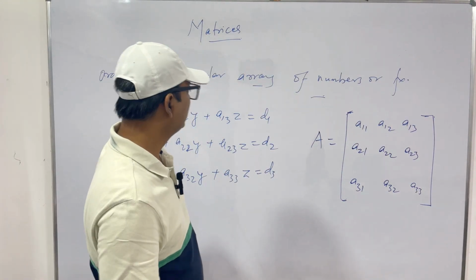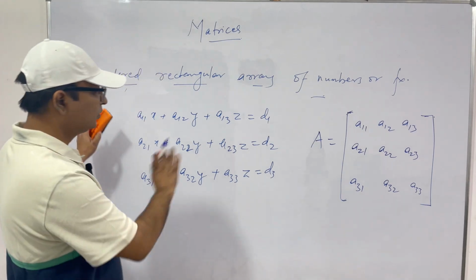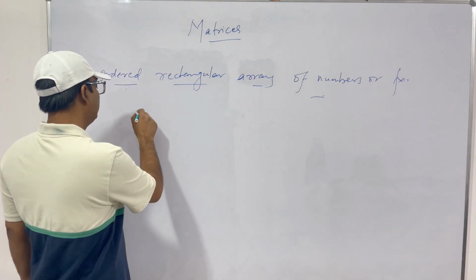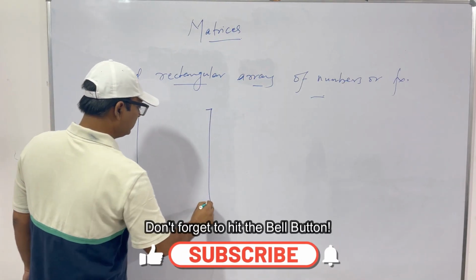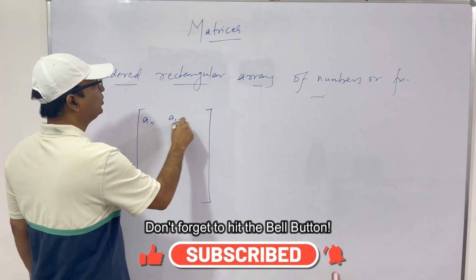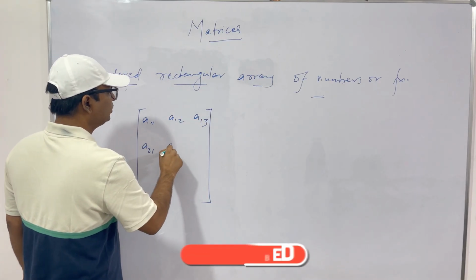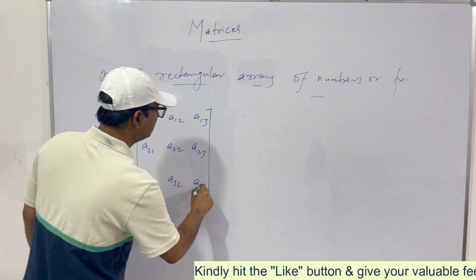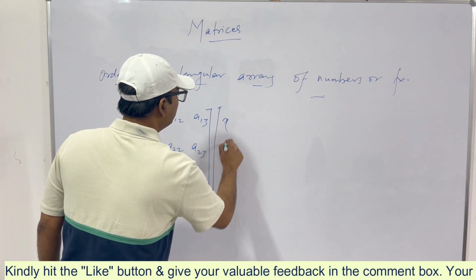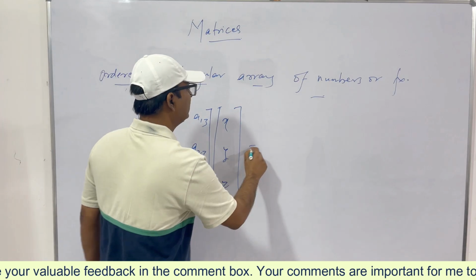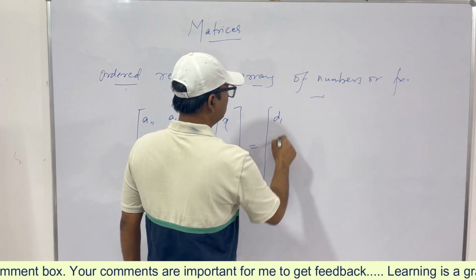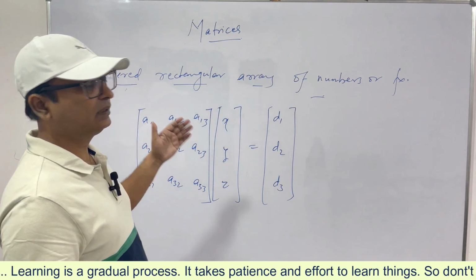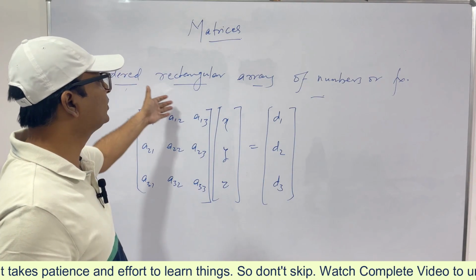I'll tell you what is the use. First of all, let's understand how we represent it. So this is clear. Instead of those three simultaneous equations, we can simply write what we wrote just now: a11, a12, a13, a21, a22, a23, a31, a32, a33. This is our variables x, y, z, and this is in the right hand side. It was d1, d2, d3. So that set of three simultaneous equations can be represented in matrix form like this.